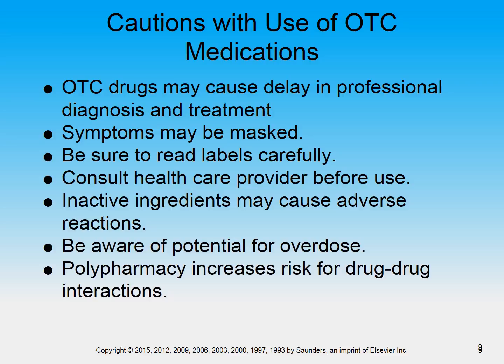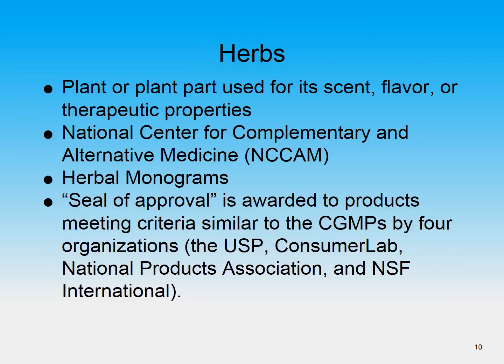Okay, so we're going to skip over chapter 5, the drugs of abuse, and we're going to go right to chapter 6, therapies. Okay. Plant or plant part used for its scent, flavor, therapeutic properties. I'm not going to read everything to you because I think you're capable of reading.